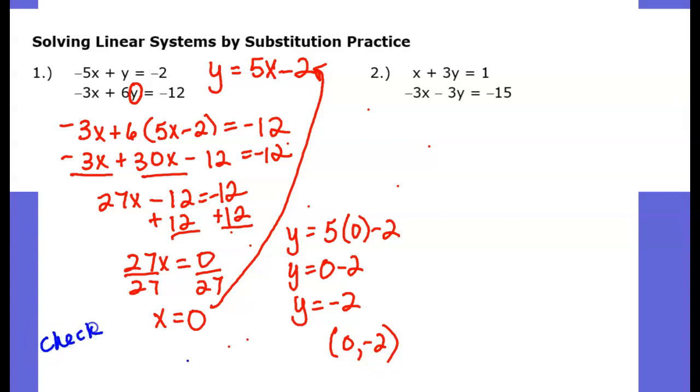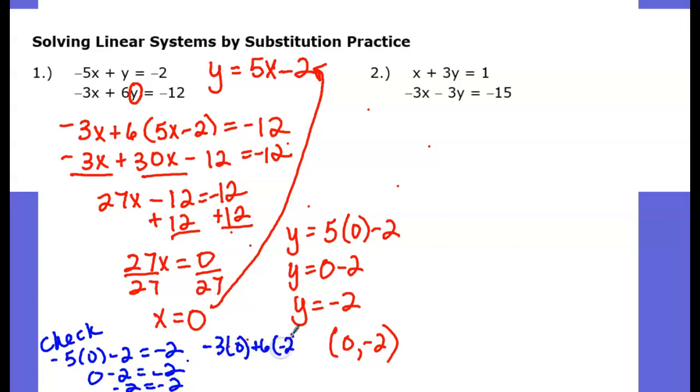All right, then I take it and I actually plug it back in and do my check step. So negative 5 times 0 minus 2 equals negative 2. That will work. All right, so I know that one works. And then the second one is negative 3 times 0 plus 6 times negative 2 equals negative 12. And that one works. Okay, so those are your steps.